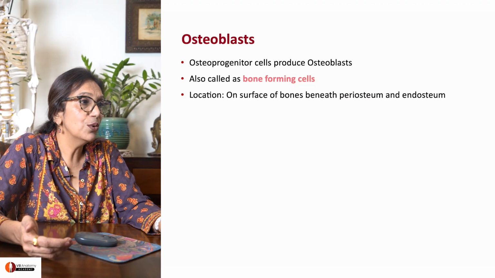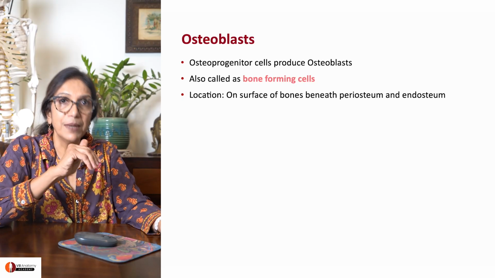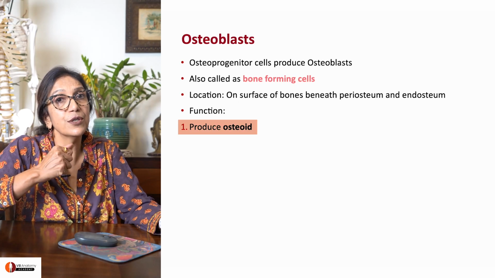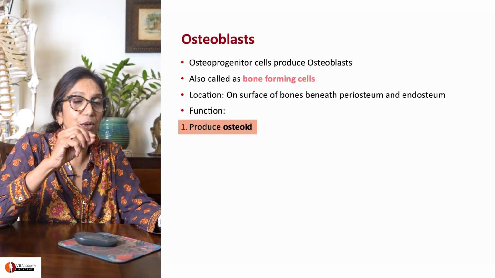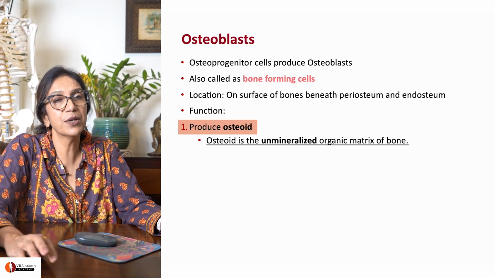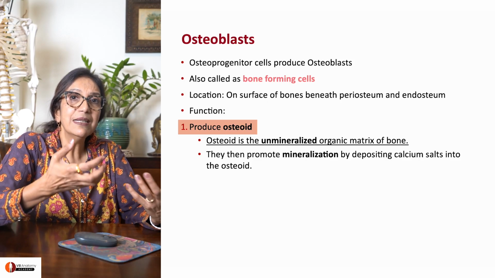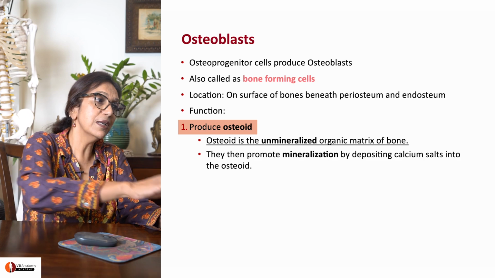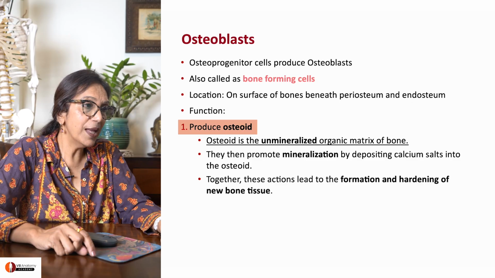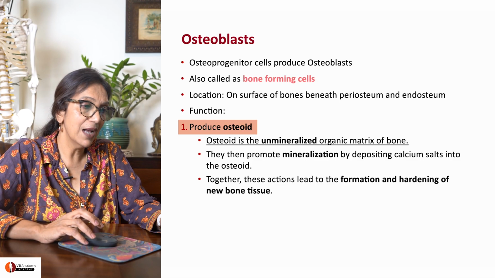What do I mean by bone-forming cells? They will be found beneath periosteum, beneath endosteum, on the surface, giving rise to what is called an osteoid. Now, please note this down. This is very important. What is an osteoid? Osteoid is the unmineralized organic matrix of bone. That means whatever material is there in the bone without the mineral is called osteoid. When you add mineral to it, bone is formed. Together, the formation of osteoid and its mineralization is how bones are formed.